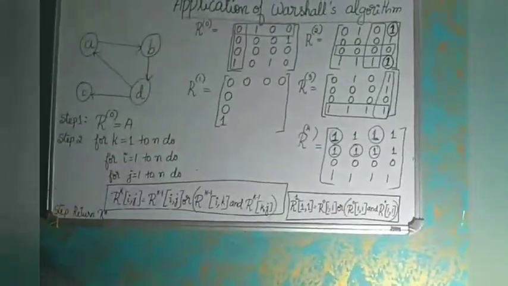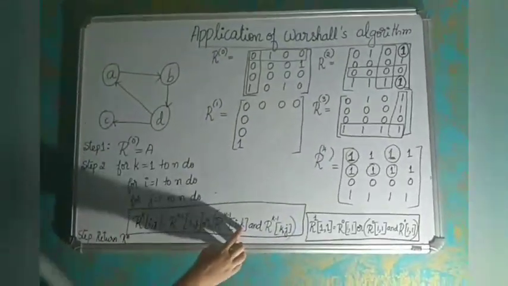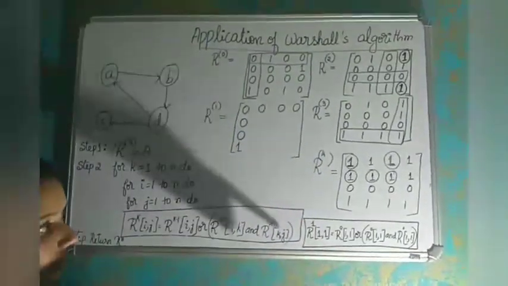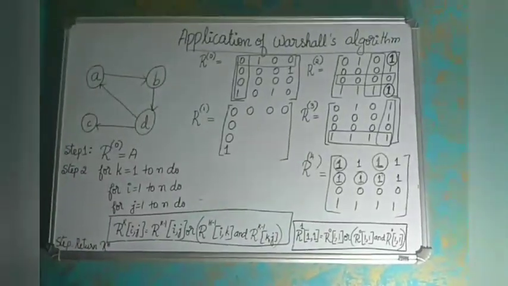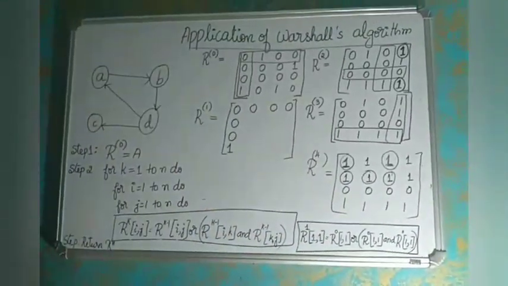Or, so this is the operation that we have to apply. Or R0 of i,k. Here i is 1, k is also 1. So 1 comma 1 and R0 of 1 comma 1. Here this is actually the same element. 0 or 0 and 0, which is actually 0 itself.